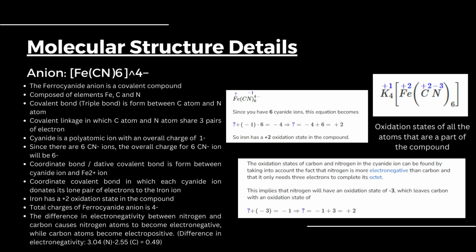Since there are 6 cyanide ions, the overall charge for these 6 cyanide ions will be 6-. The coordinate bond, also known as dative covalent bond, is formed between the cyanide ion and the ferrous ion, in which the cyanide ion donates its lone pair of electrons to the iron ion. The iron ion has a +2 oxidation state in the compound, so the total charge of the ferrocyanide anion is 4-. The difference in electronegativity between nitrogen and carbon causes the nitrogen atom to become electronegative, while the carbon atom becomes electropositive.